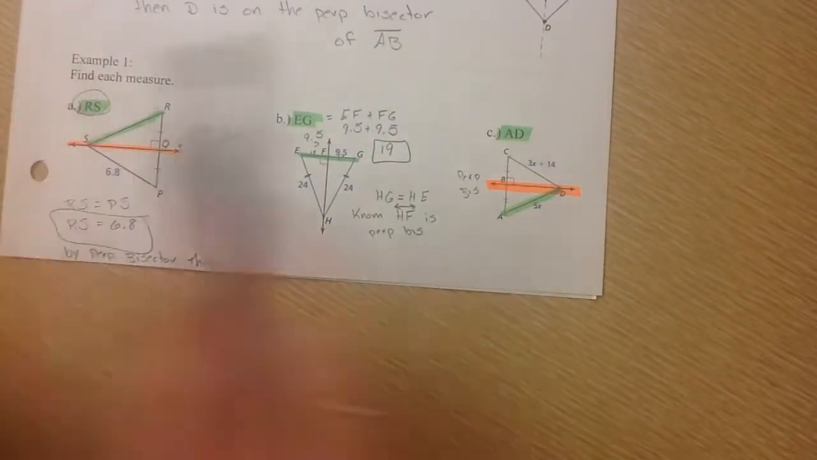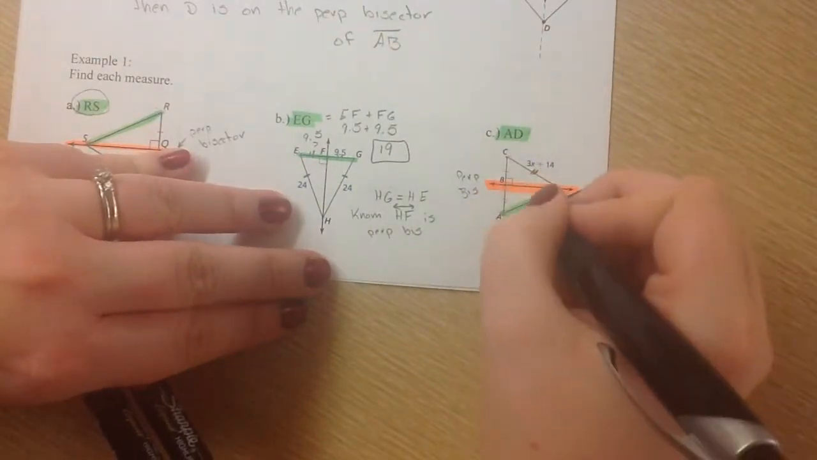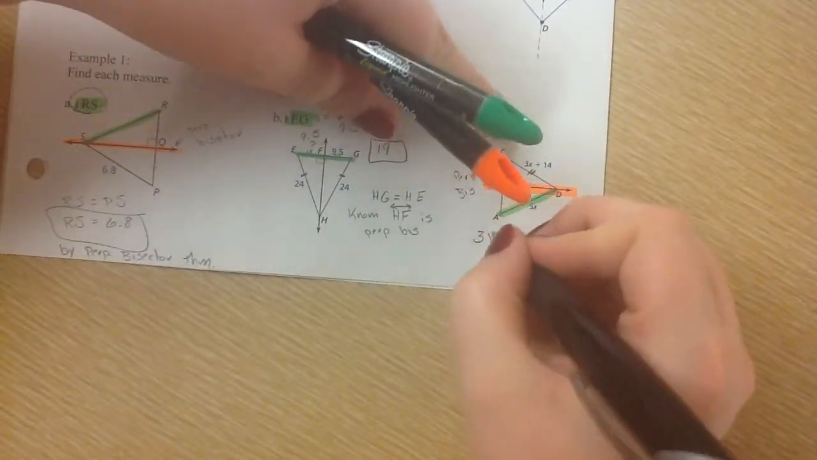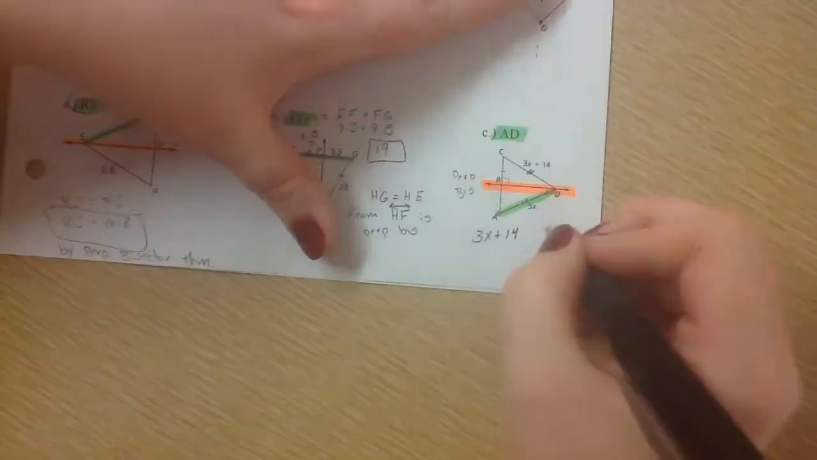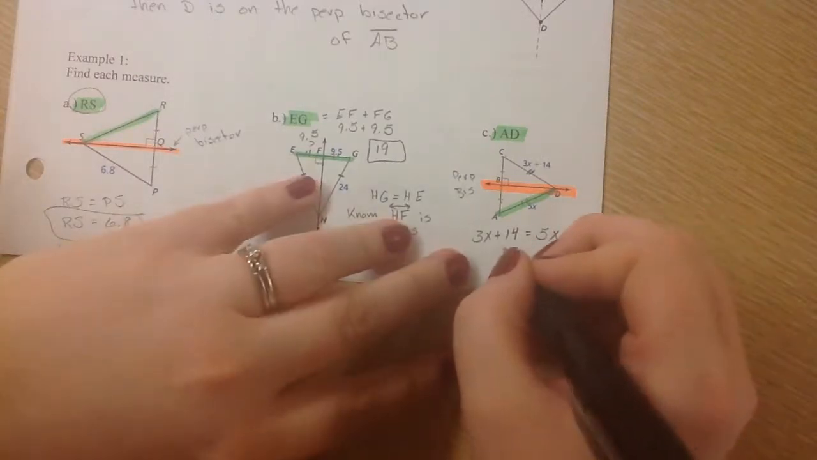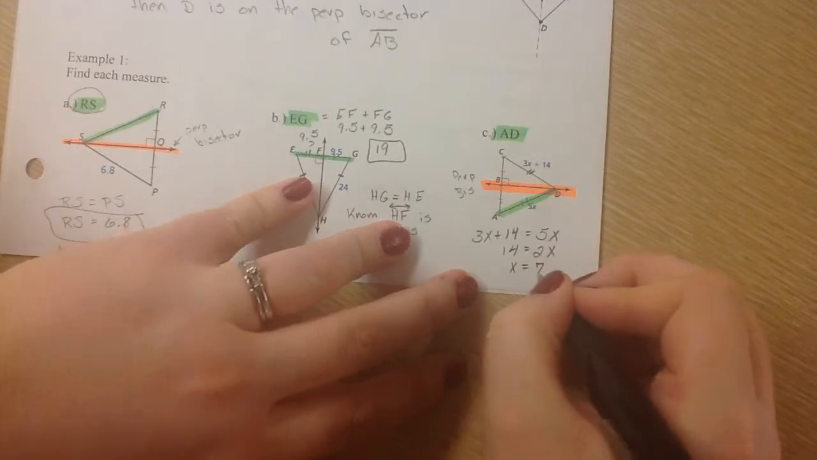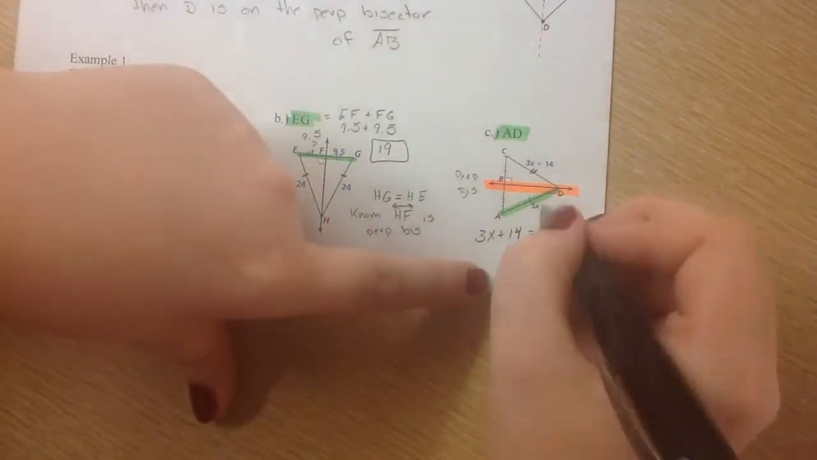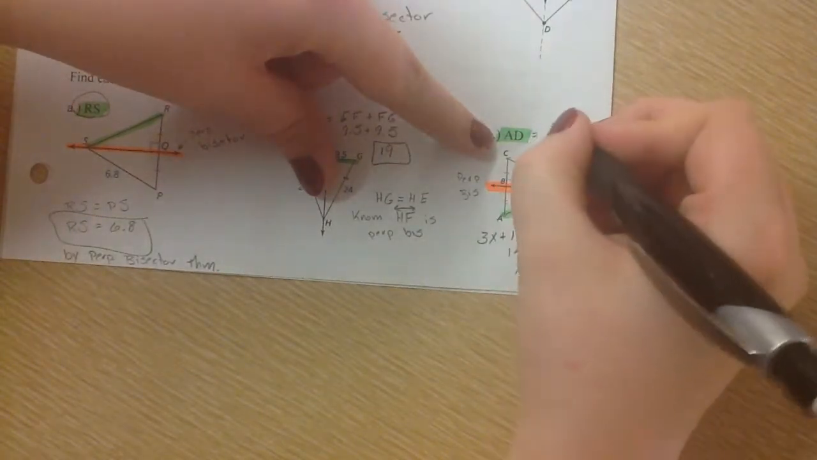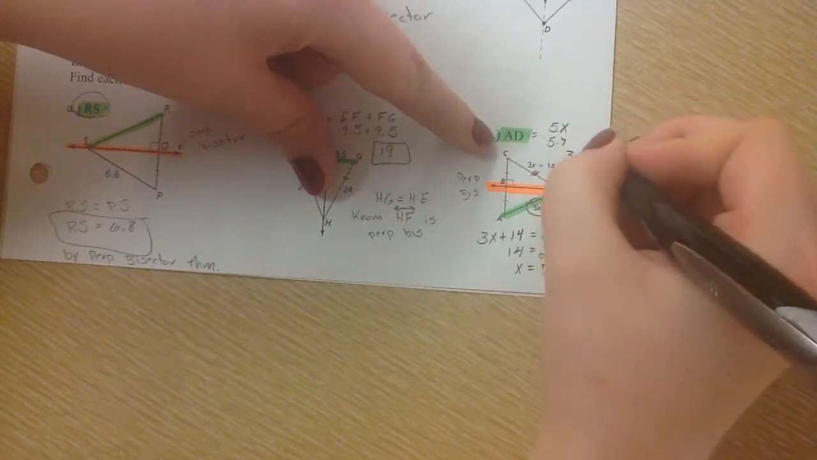We know here that this is a perpendicular bisector. Well, if that's a perpendicular bisector, then that means D is the same distance from both endpoints. So this segment and this segment are the same. If they're the same, the measures are equal. So I know 3x plus 14 has to equal 5x. If we subtract 3x from both sides, we'd get 14 equals 2x. Divide both sides by 2, x would equal 7. So if x equals 7, again, we're trying to find AD. AD is 5x. We know x is 7, so that would be 5 times 7, which gives us 35.